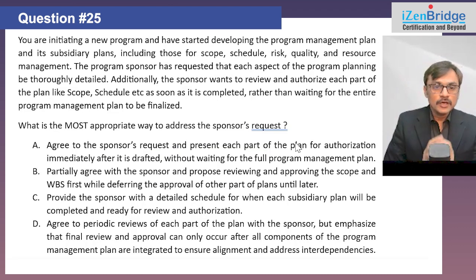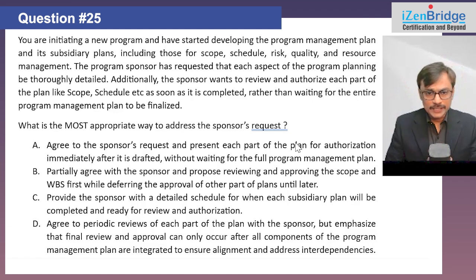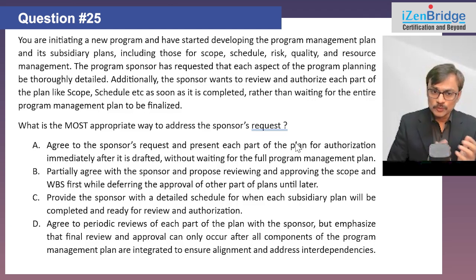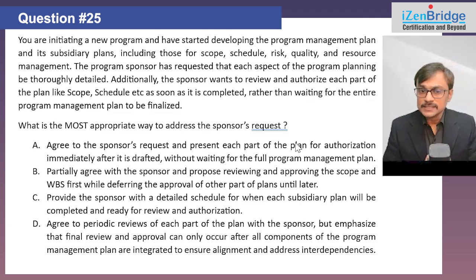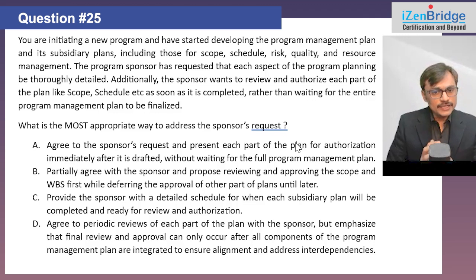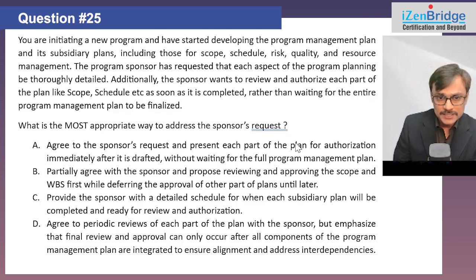Question number 25. You are initiating a new program and have started developing the program management plan and its subsidiary plans, including those for scope, schedule, risk, quality, and resource management. The program sponsor has requested that each aspect of program planning be thoroughly detailed. Additionally, the sponsor wants to review and authorize each part of the plan, like scope, schedule, as soon as it is completed, rather than waiting for the entire program management plan to be finalized. What is the most appropriate way to address the sponsor's request?